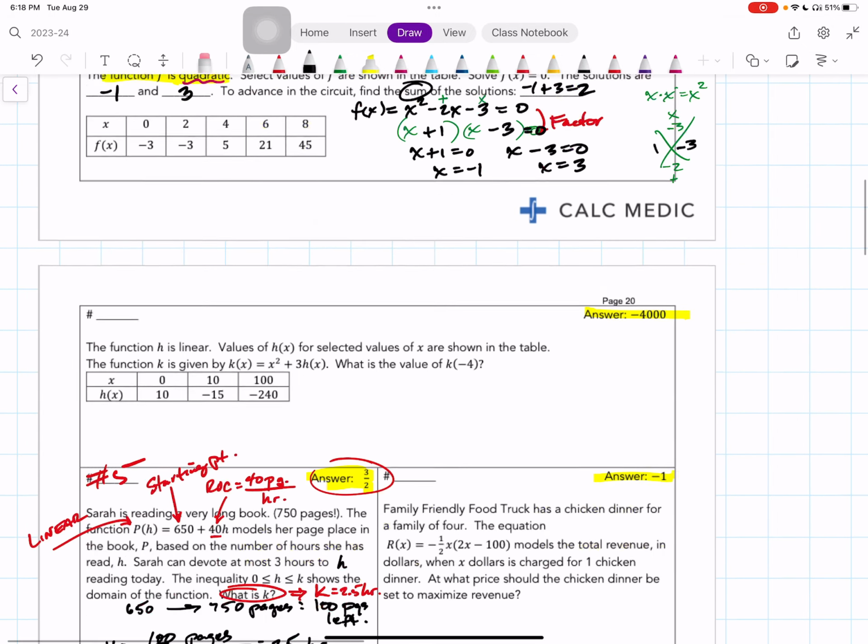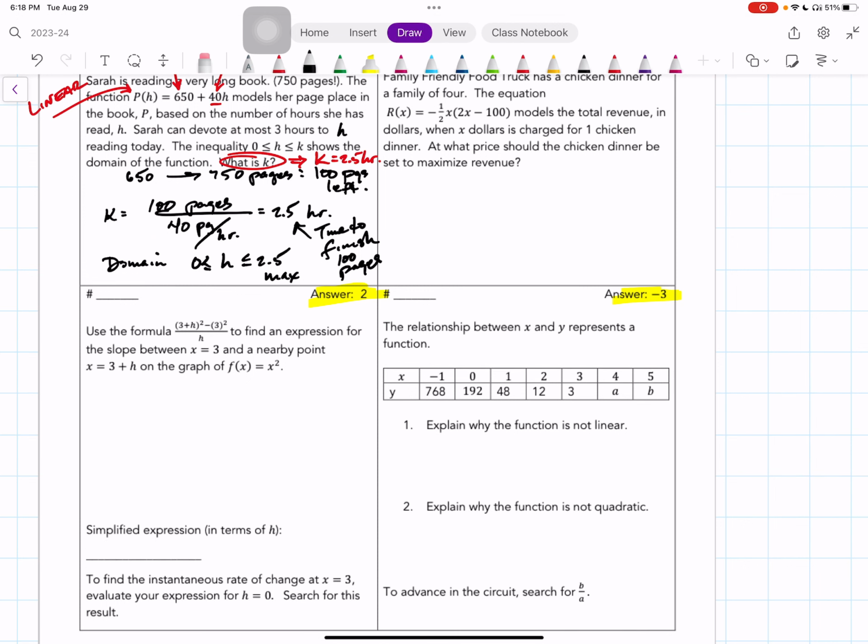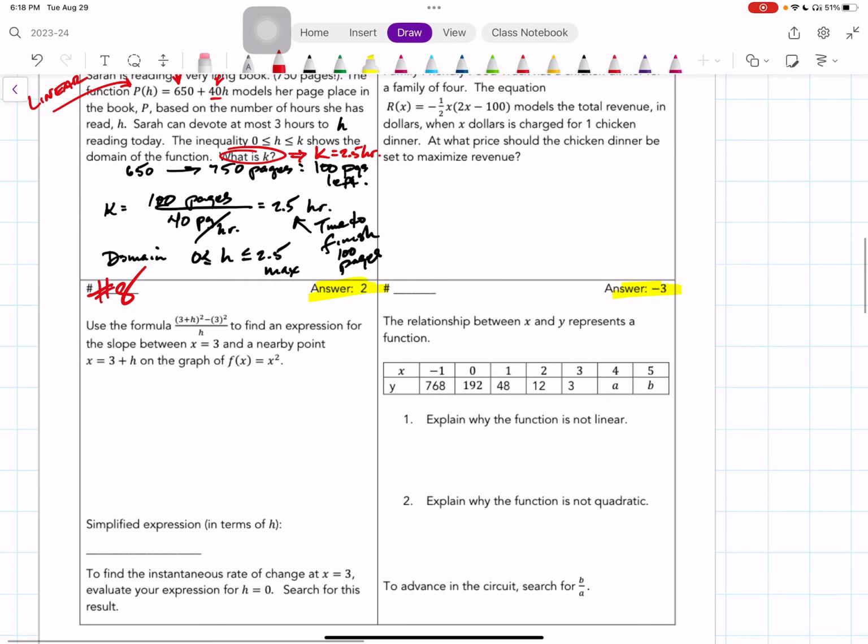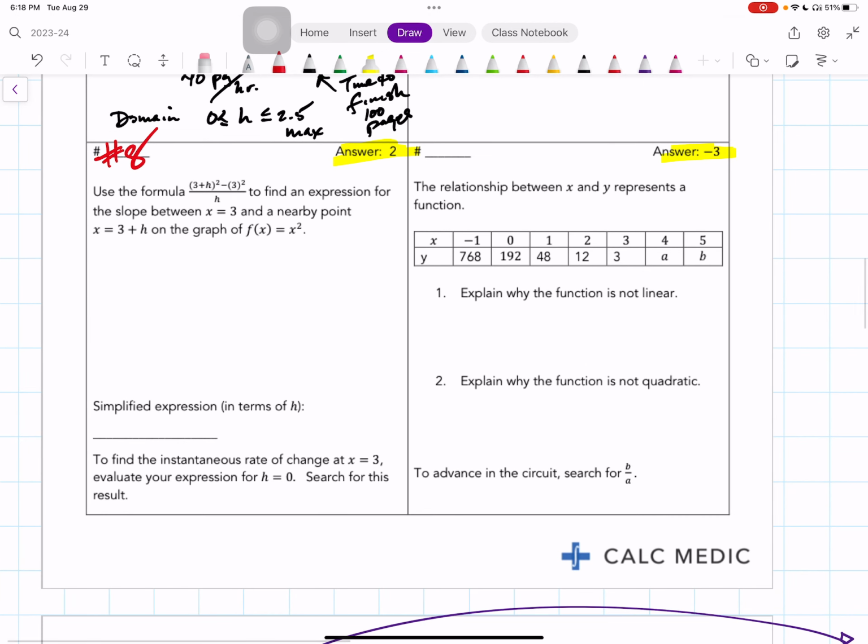We just were on number 7. So this is number 8 right here because the answer is 2, and now we've got to solve this one. All right, so let's give this one a shot. It looks like we use the formula, this formula here, to find an expression for the slope between 3 and a nearby point 3 plus h on the graph of x squared.